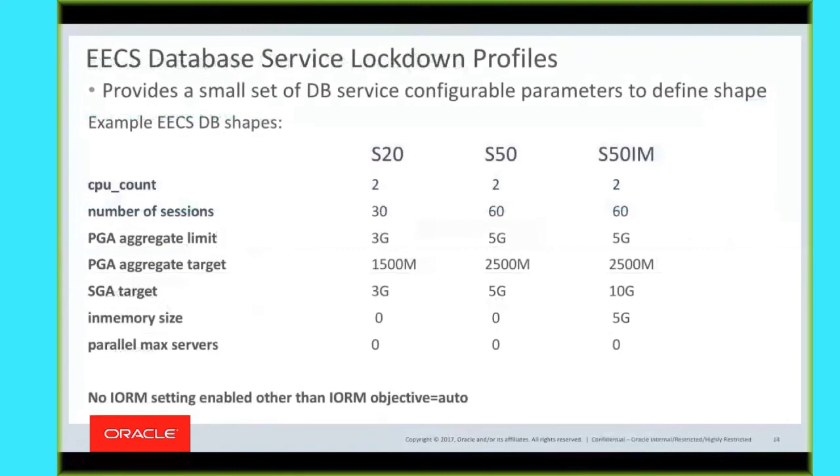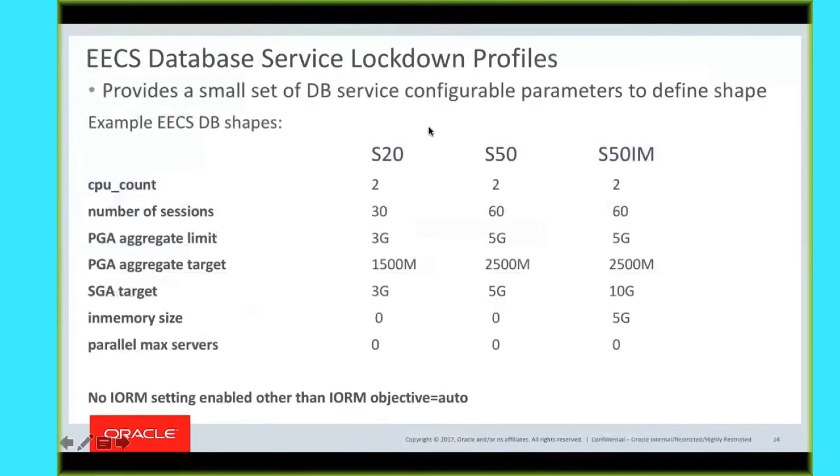values? So as you see here, there are various resource parameters here: CPU count, number of sessions, PGA aggregate limit, PGA aggregate target, SGA target, in-memory size, and parallel max servers, etc. All these resource parameters are basically set by our CloudOps teams before an Exadata Express PDB is provisioned and available to the end customer, and they are locked down by our lockdown profiles.